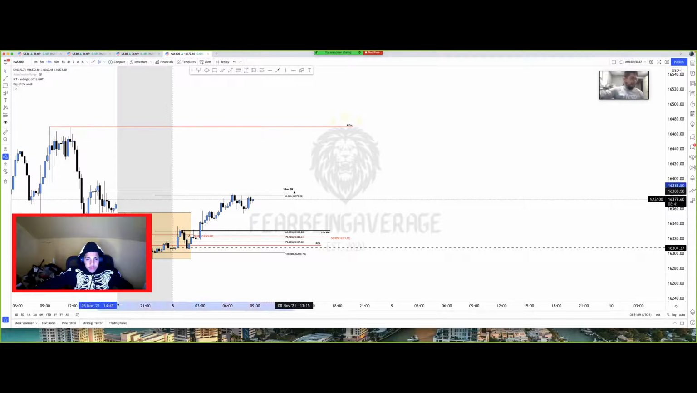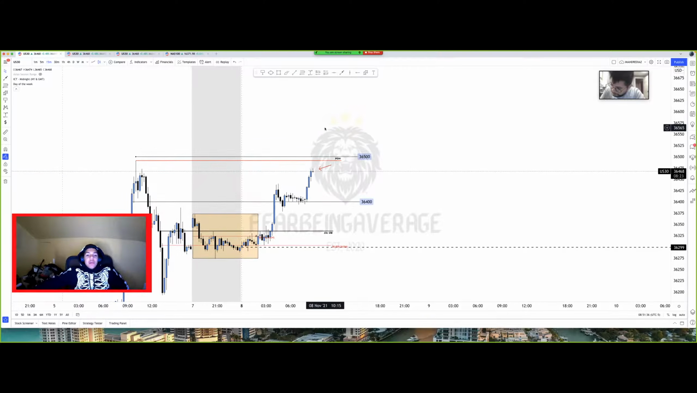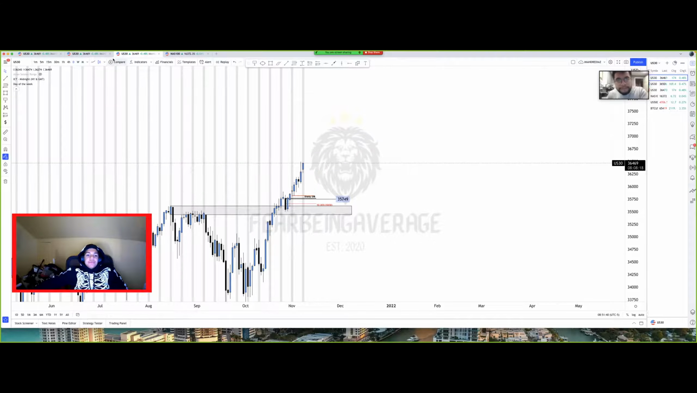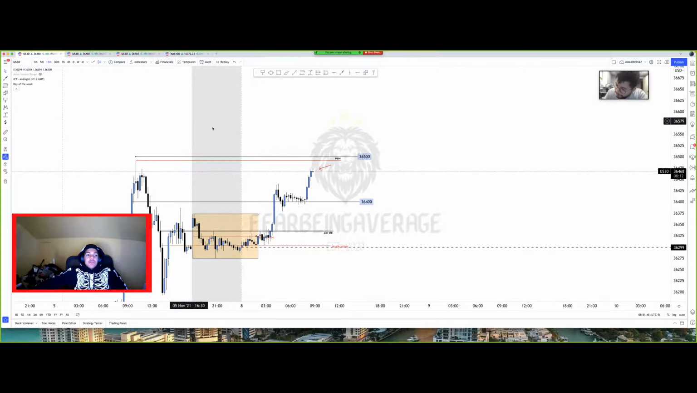Because if price does start to push up on NAS and trades into this 15-minute order block, we can anticipate a possible reversal. That's what I'm expecting, because I don't think price is just going to simply continue to run even higher. There's no retracement. Even though it could, the probability of it happening, I don't know. It's 36,500, and it's been rejected once before, almost. So we're gonna see.